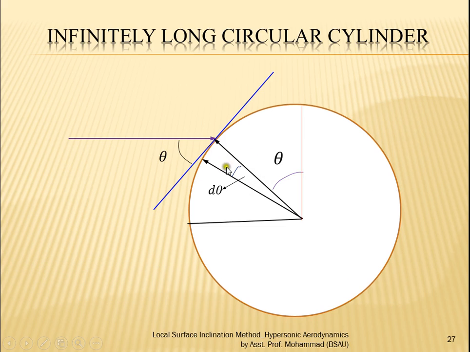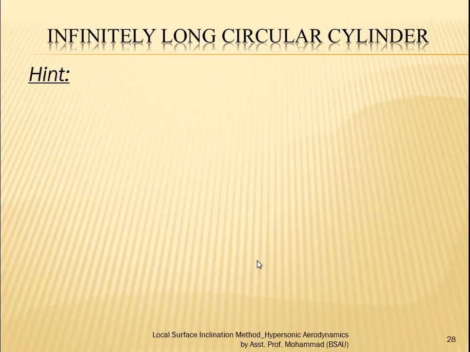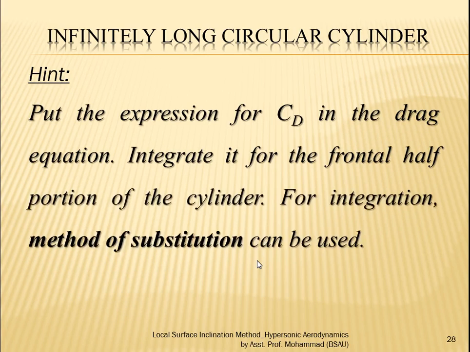So when you write this equation, the integration will be from 0 to pi, and we get the total drag. Then we divide it by 2r, the area, and the dynamic pressure, and we get the value of CD, which is 4 by 3 in the case of a cylinder. For the integration, the method of substitution will be required. The student can derive it themselves.